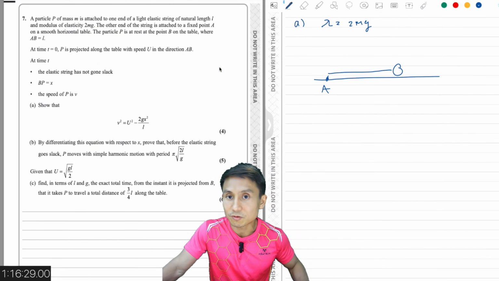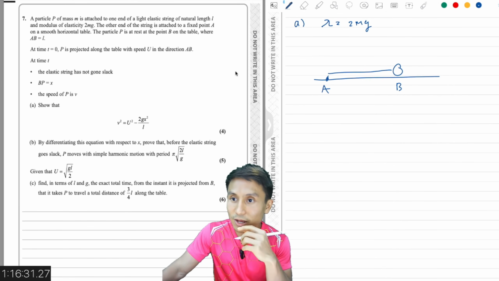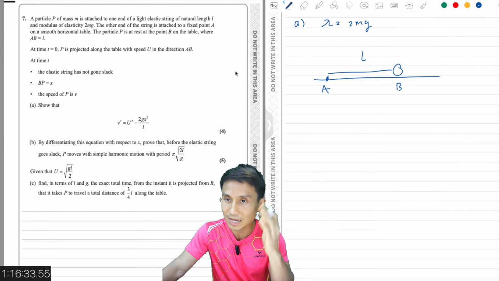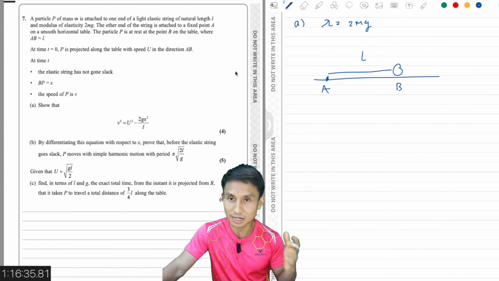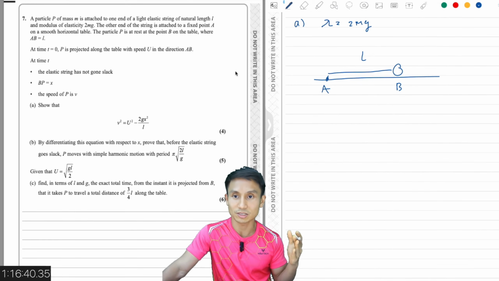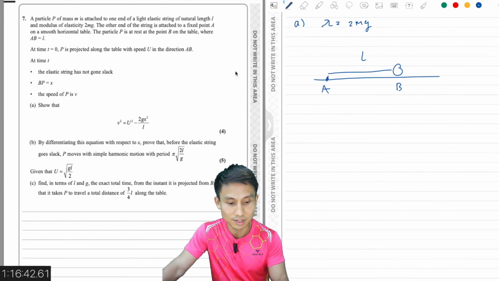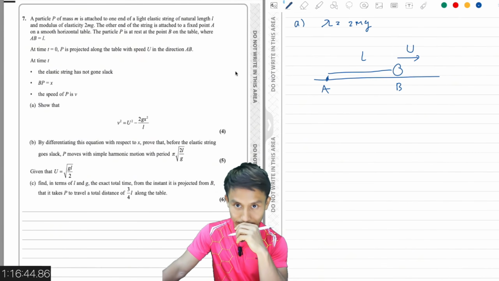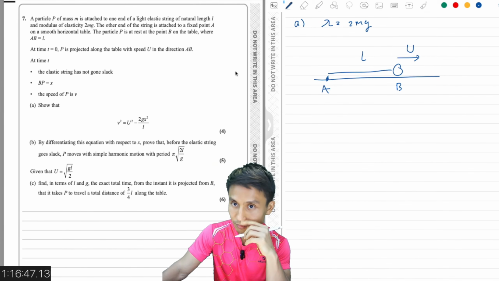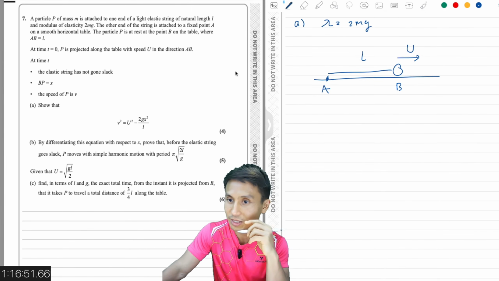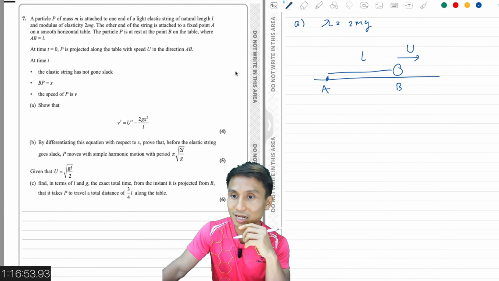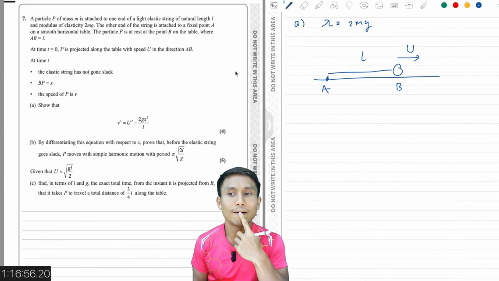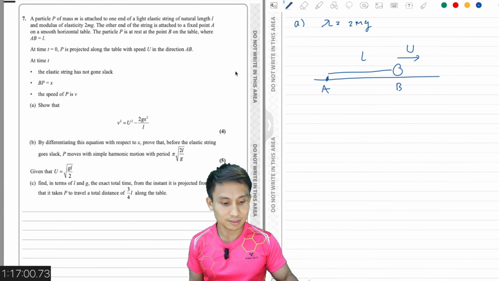The particle P is at rest at point B, where AB is now L. So this is at natural length. It doesn't have any tension or stretching. At t equals 0, P is projected along the table with the speed u in the direction AB. So it's going to go like that, in the direction AB, so just go from A to B. The elastic string has not gone slack. And BP equals x.